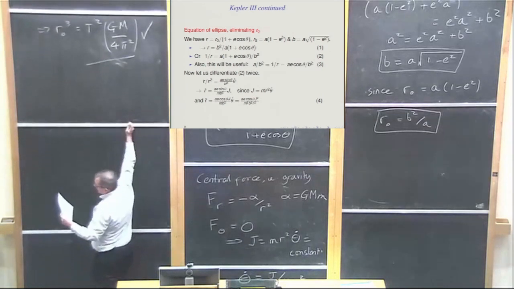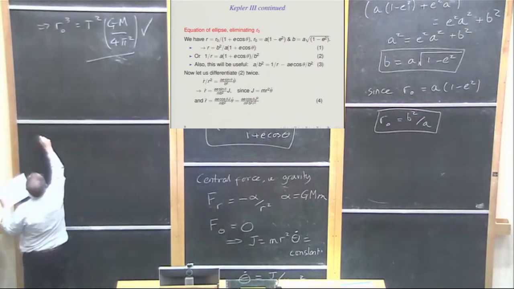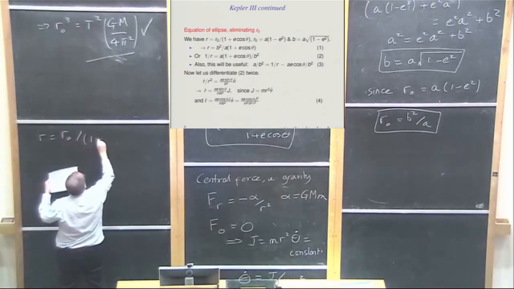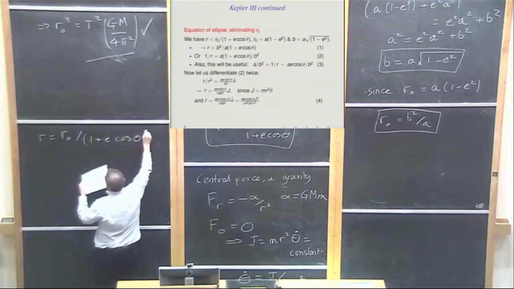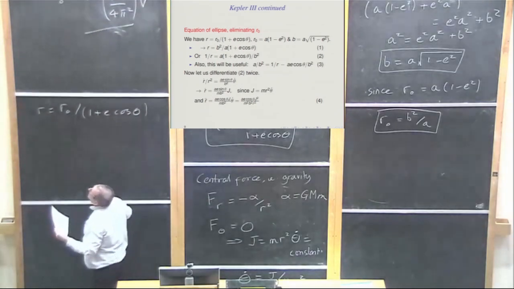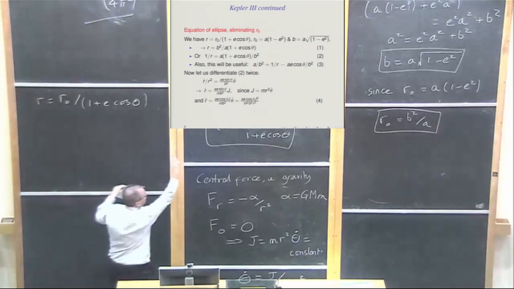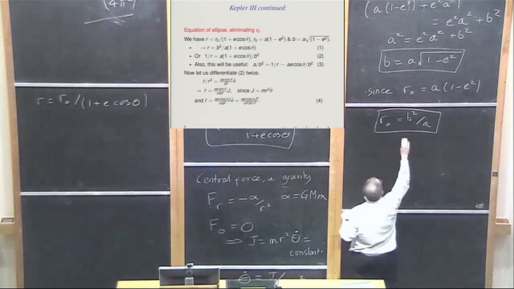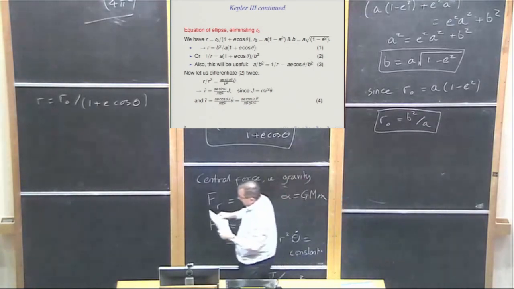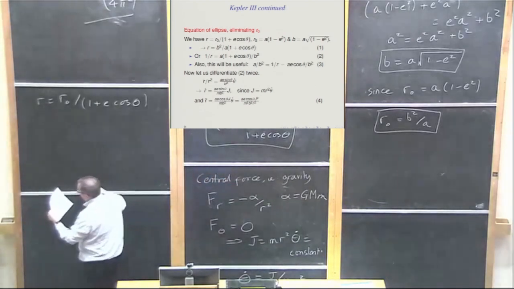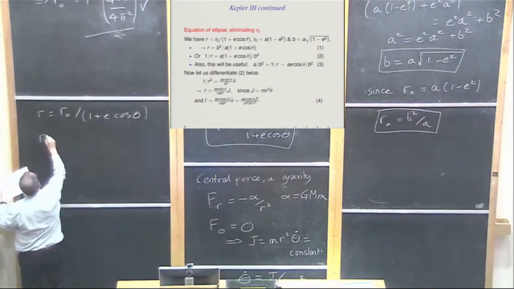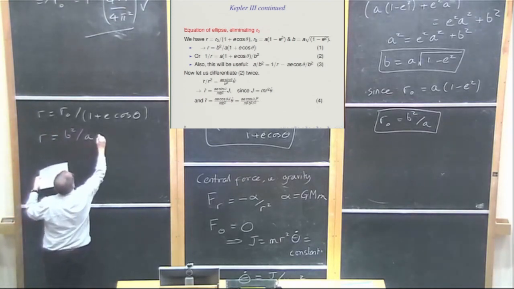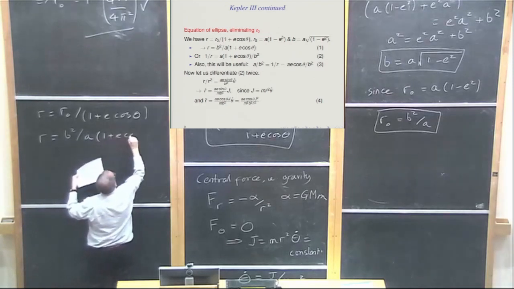So I will write it again here. We start with R equals R0 over 1 plus E cosine theta. And of all these relations that we derived, actually rather than the two written there, but they trivially lead to this, we just made use of this. The final one we derived was that, and let me immediately make use of that: R equals B squared over A times 1 plus E cosine theta.